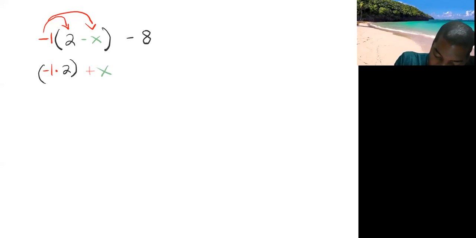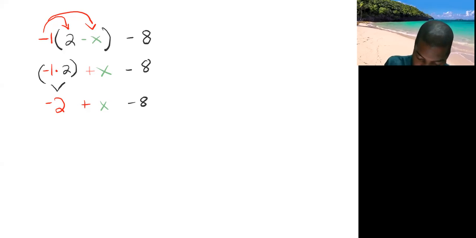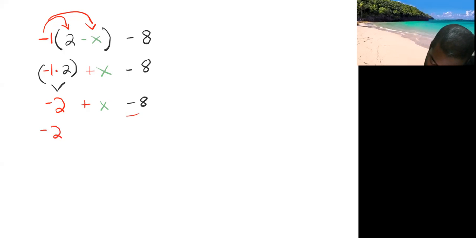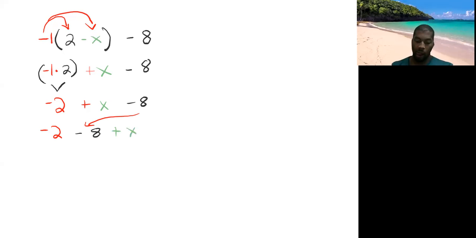And then -8, nothing happens to it because it's not in the parentheses, so it's not affected. It just drops. -1 times 2 is -2 plus x minus 8. Well, I've got a -2 here and an 8, so I can rearrange this. So it's -2. Then I'll bring over the -8 because they're just numbers or constants, plus x. -2 minus 8 is -10. It becomes smaller. -10 plus x is just -10 plus x. There's nothing else you can do to it.